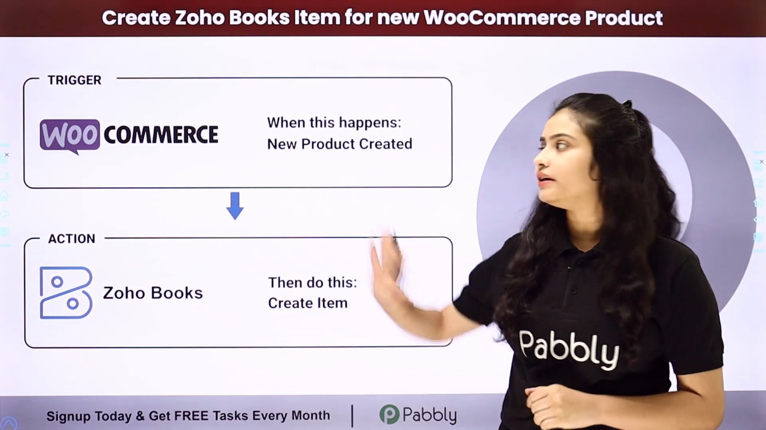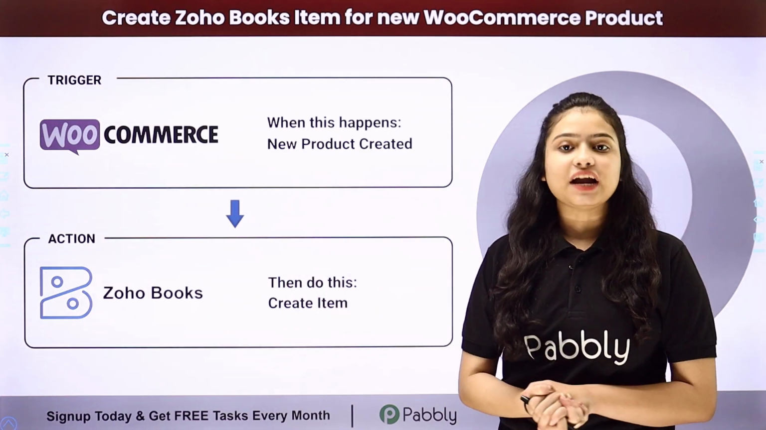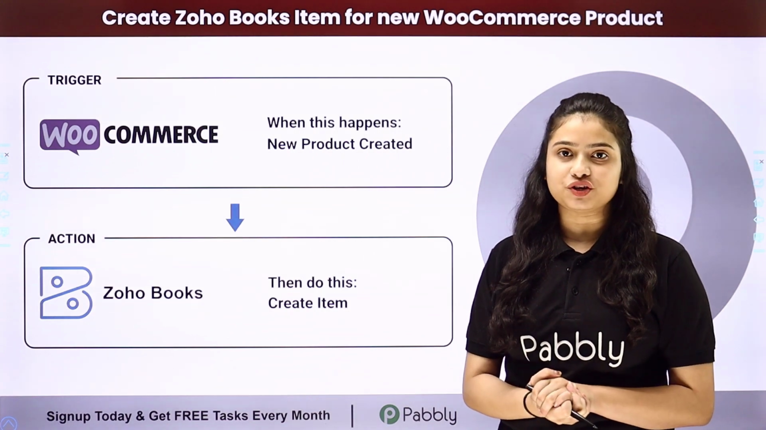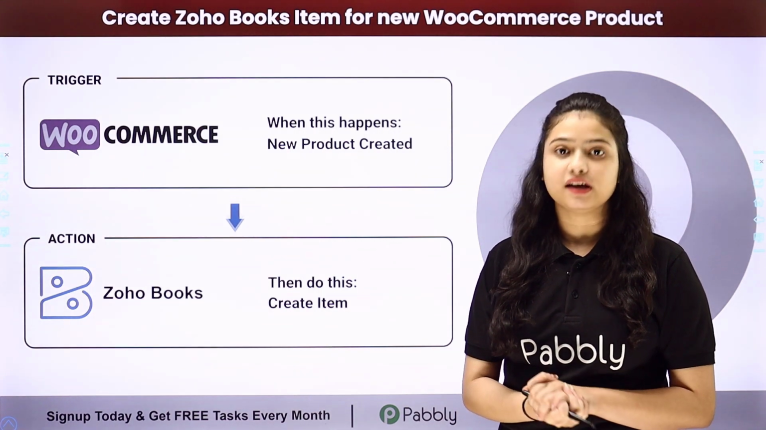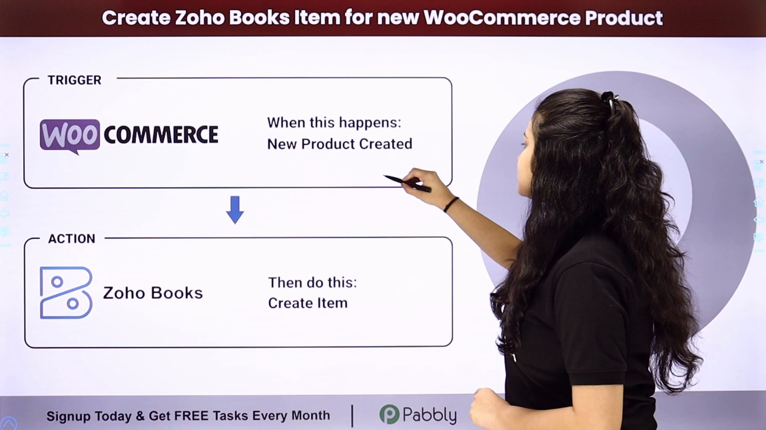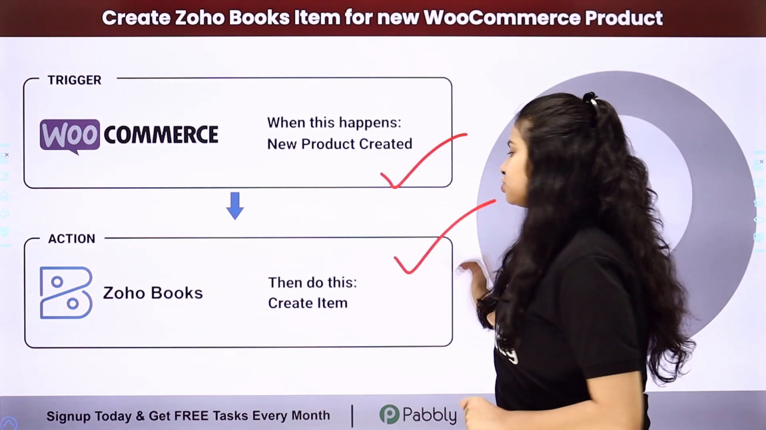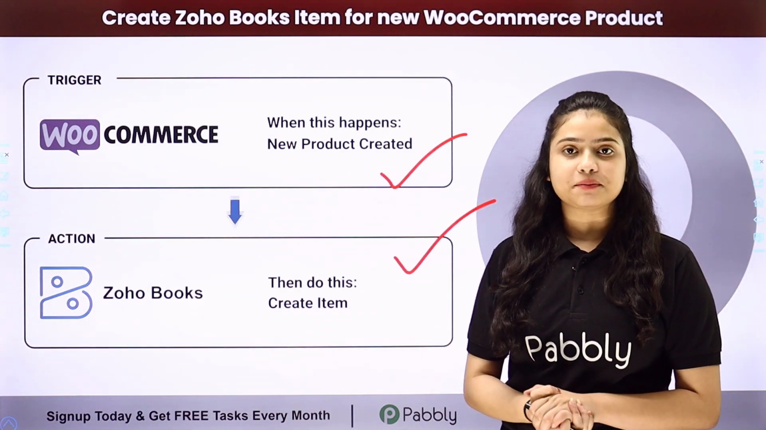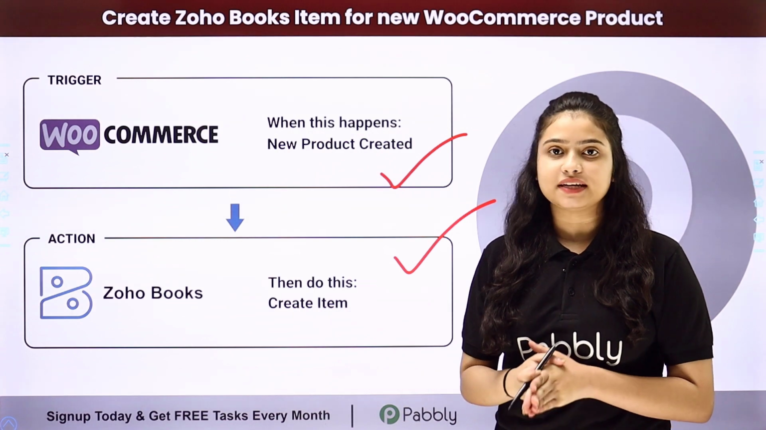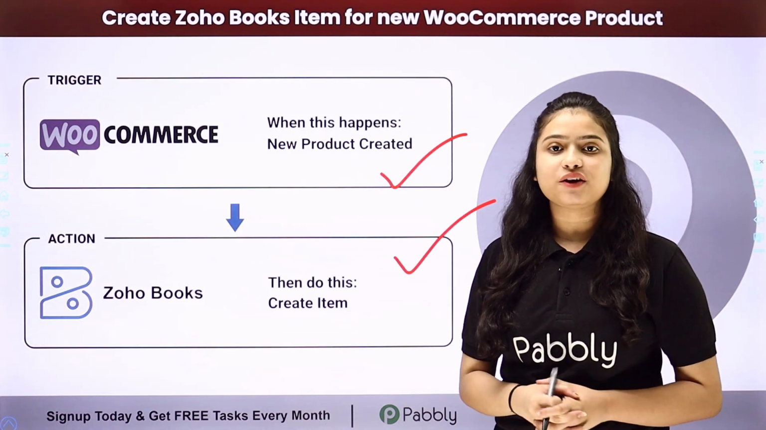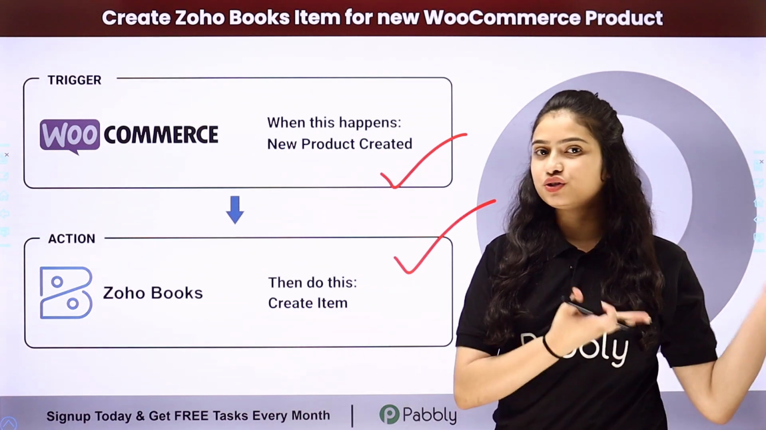For this, we will have to integrate both these applications, and that we are going to do with the help of an amazing automation and integration software, Pabbly Connect. So we have WooCommerce in our trigger and Zoho Books in our action. We will be connecting both of them by using Pabbly Connect in order to automate this entire process. And to learn this entire automation step by step, let me take you all to my screen.